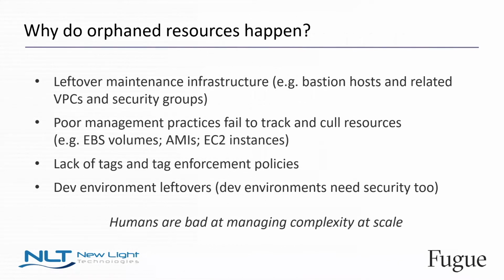Right, so why do these happen? Very often we've seen leftover maintenance infrastructure. Somebody has to stand up some stuff to do work in the cloud environment. Maybe they're using infrastructure as code most of the time, but when a trouble ticket comes in and things need to be debugged, they might fall back to the console, not tag things, and forget they're out there. Poor management practices that fail to track and cull resources, things like EBS volumes, AMIs, EC2 instances. If you're not fully leveraging infrastructure as code, or honestly, even if you are, it's pretty easy to lose track of these. Lack of tags and tag enforcement policies, we've mentioned, and dev environment leftovers.